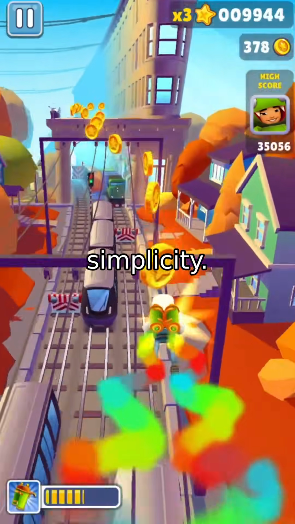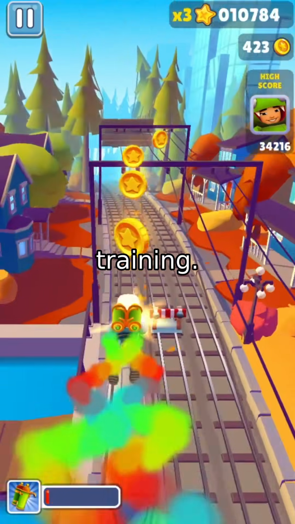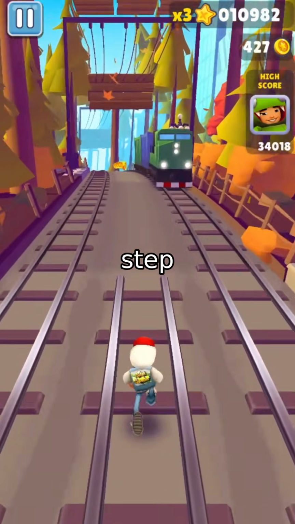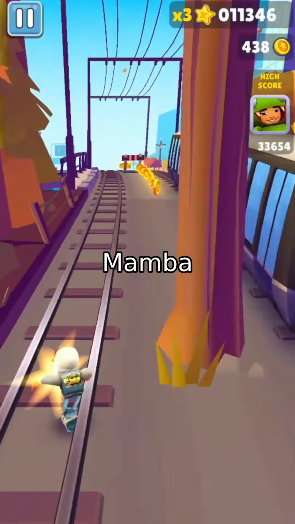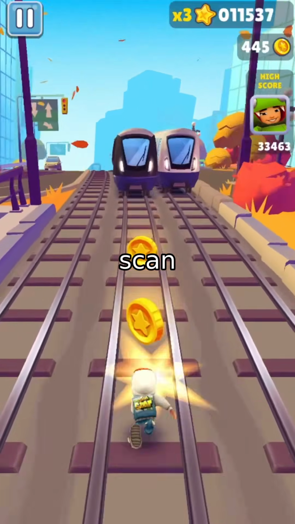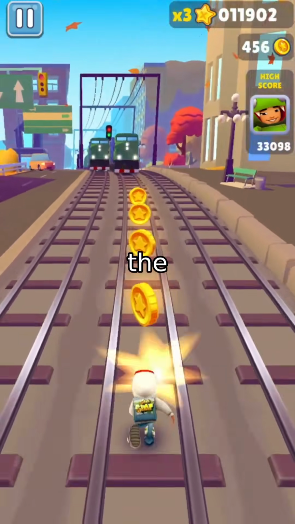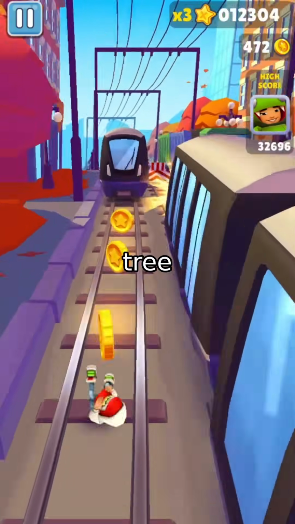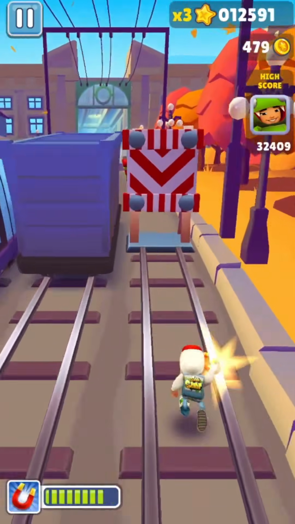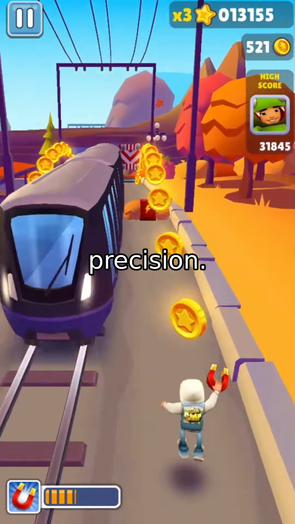Now, recurrent architectures are notoriously difficult to parallelize during training. You can't compute step t until step t minus 1 is finished, which bottlenecks throughput on modern GPUs. Mamba gets around this with a hardware-aware parallel scan algorithm. Instead of processing the sequence strictly left to right, it chunks the data, computes local state transitions independently, and then combines them using a tree-based reduction. This allows you to train on massive batch sizes and long contexts without blowing up memory or losing precision.